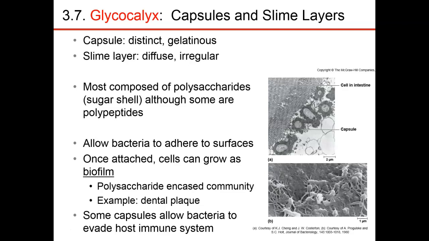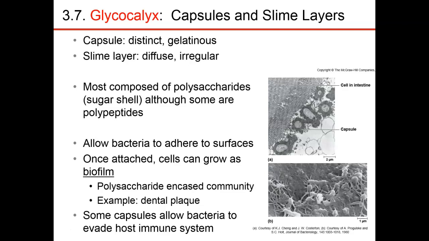and then we'll do our last lecture on eukaryotic cells, okay? So the glycocalyx is basically, we think of it as a sugar coat. It's a structure that surrounds the cell of the bacteria. It surrounds the cell wall, it surrounds the plasma membrane, so it just covers the entire cell. And it has two major structures. It can form either a capsule or a slime layer.